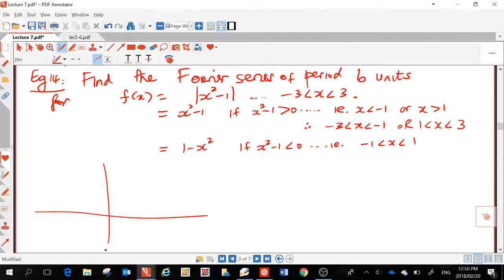X squared minus 1 is less than 0. And when you solve that, it's from minus 1 to plus 1. Okay, it's far away from 3, so forget the 3. So the x's here are minus 3, minus 1, 1, and 3.